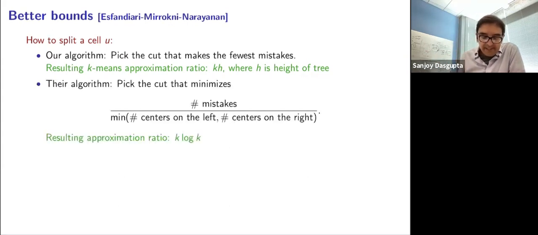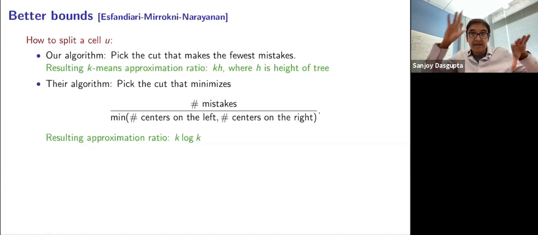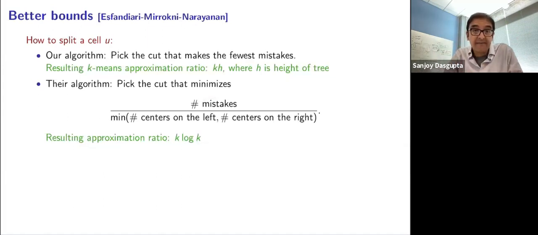And so what they say is, you know what, let's use a different greedy criterion. Instead of picking the cut that minimizes the number of mistakes, pick the cut that minimizes the number of mistakes divided by how many centers go to the left and how many centers go to the right. And if you do that, then the approximation ratio is indeed k log k. So it's a better greedy criterion.